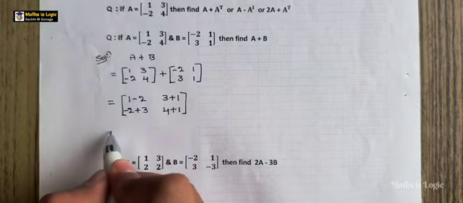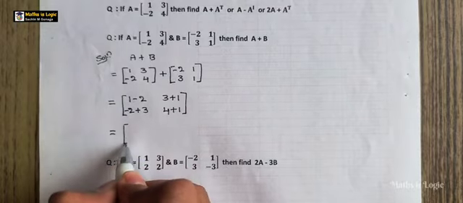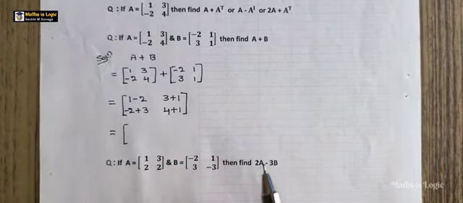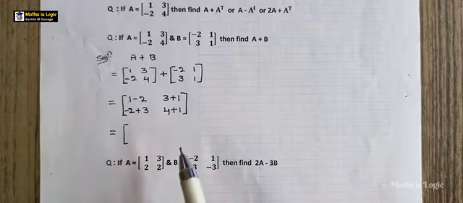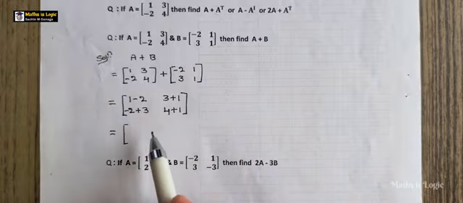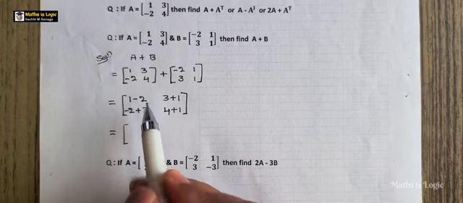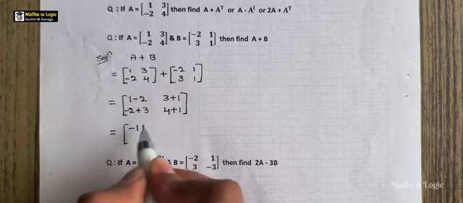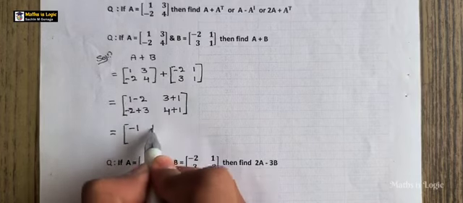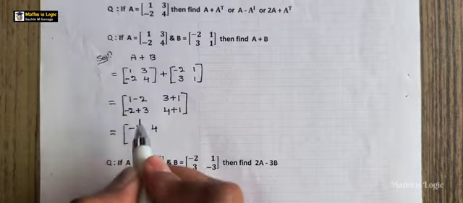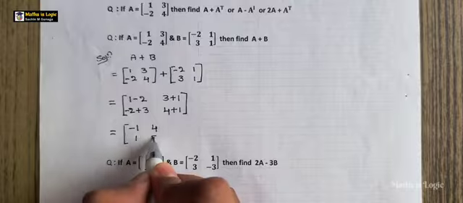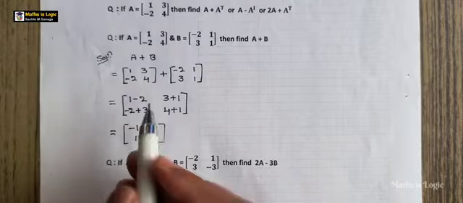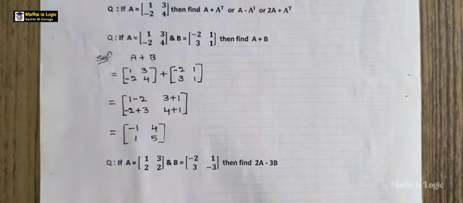After that, better you use the calculator. Otherwise, some students may make sign mistakes. If you want to avoid sign mistakes, better you use a calculator. Otherwise, you can do it directly. 1 minus 2, answer is minus 1. 3 plus 1, 4. Minus 2 plus 3 is plus 1. 4 plus 1 is how much here? 5. So this is the value of A plus B.